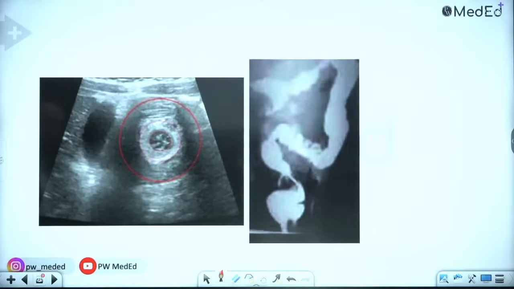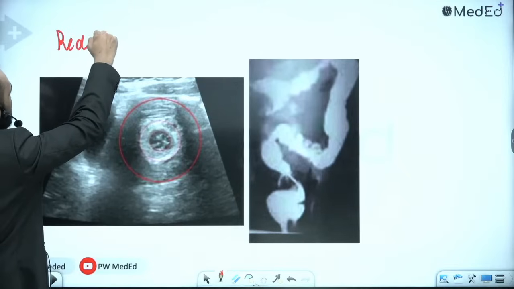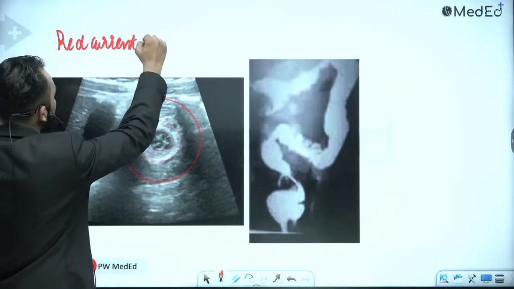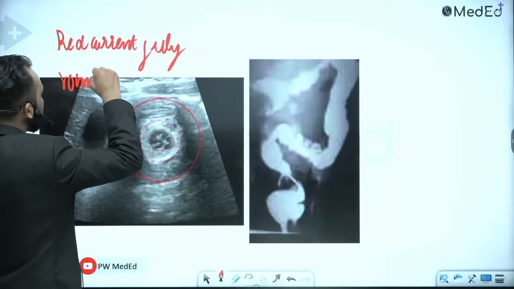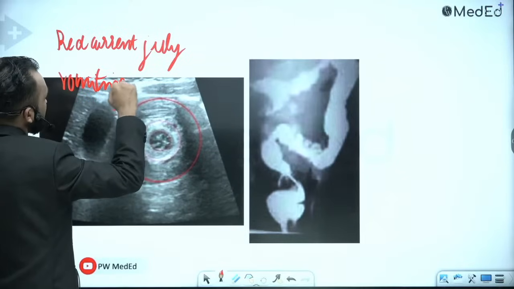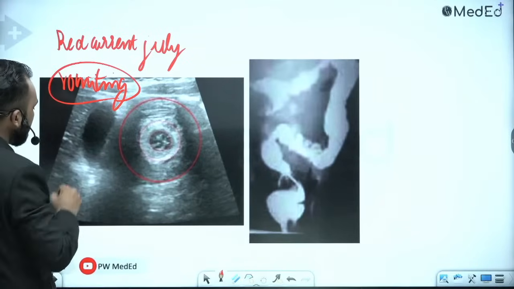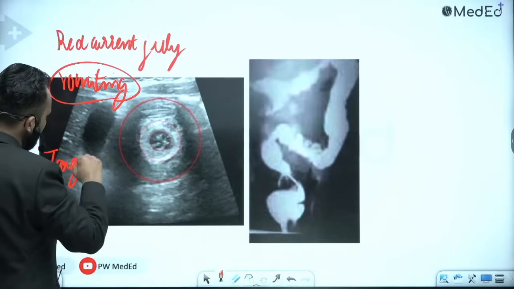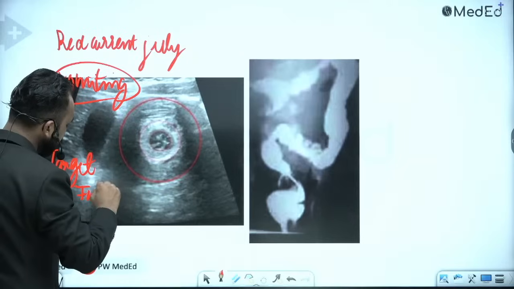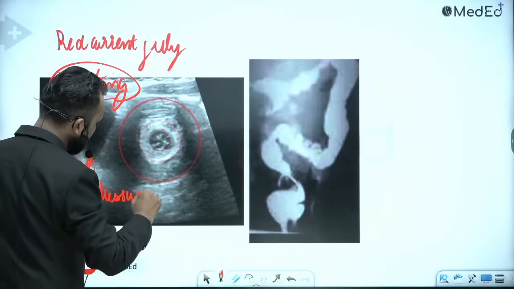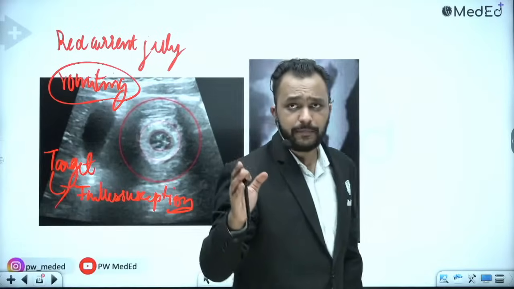Okay. So this patient has history of red currant jelly stools, and history of vomiting is present. You do an ultrasound for this patient and you can see that there is some target appearance on ultrasound, and this is a case of intussusception, in which there is telescoping of one bowel loop.